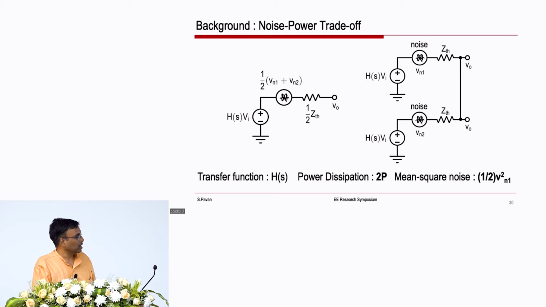Well, again using superposition, if this is Vn1 and this is Vn2, the equivalent noise voltage here is half of Vn1 plus half of Vn2. Vn1 and Vn2 are being generated in two independent circuits, so they are independent noise sources. So, the mean square value of the noise when you take two identical circuits and just plop them together is 1/2 the noise that you had earlier. The power dissipation is twice P.